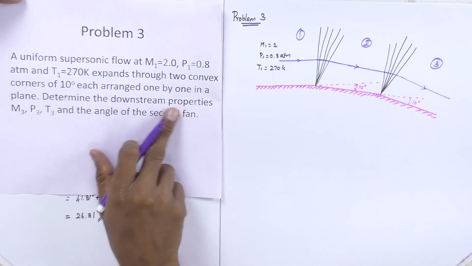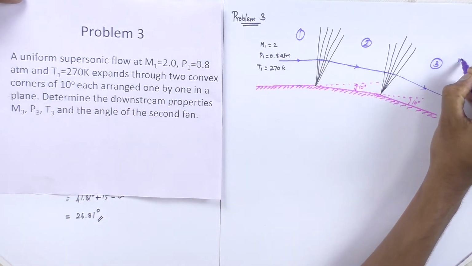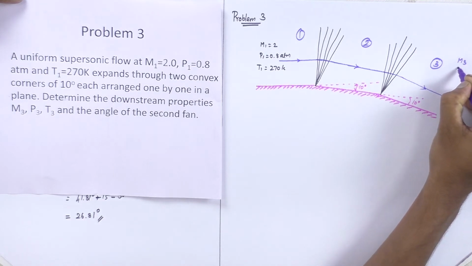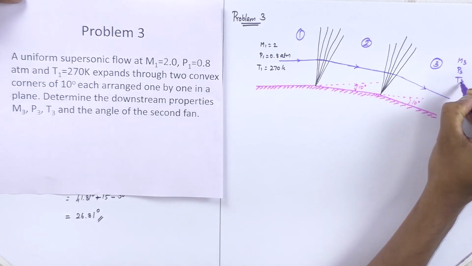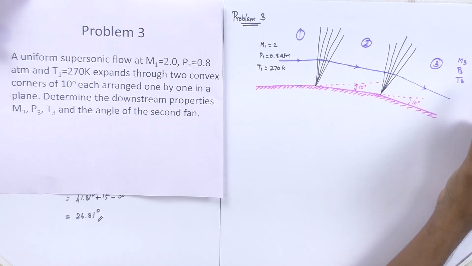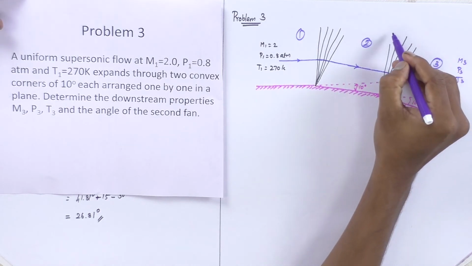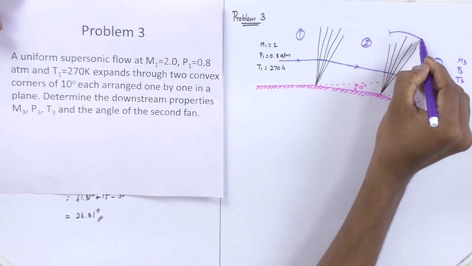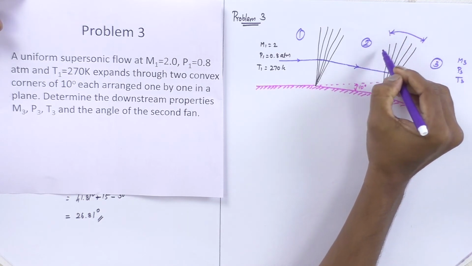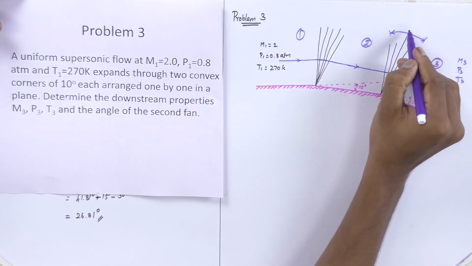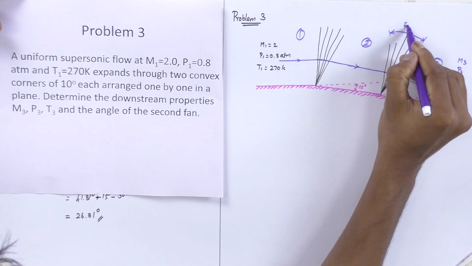Determine the downstream properties M3, P3, T3 and the angle of the second fan. So we need to calculate the angle of the second fan here, the angle between the forward Mach line and rearward Mach line. So this angle we need to calculate.